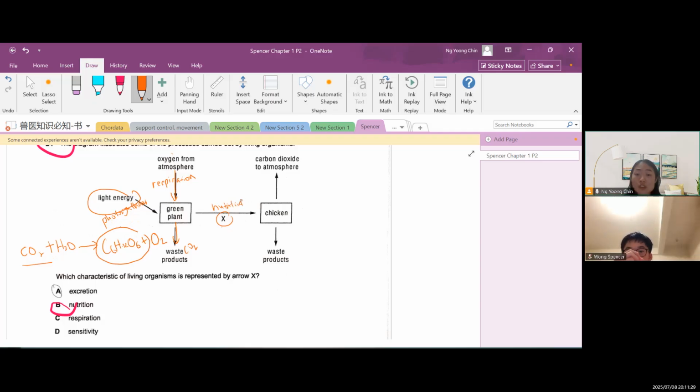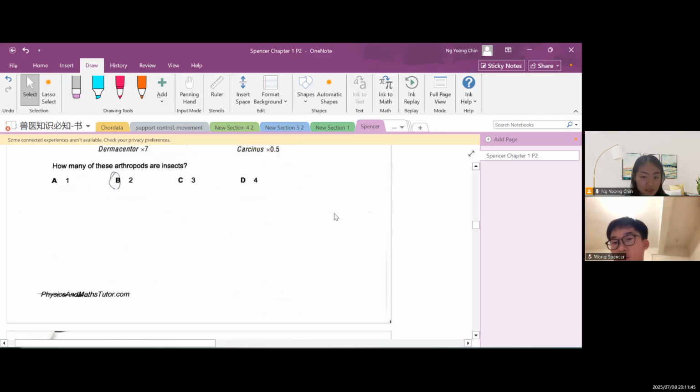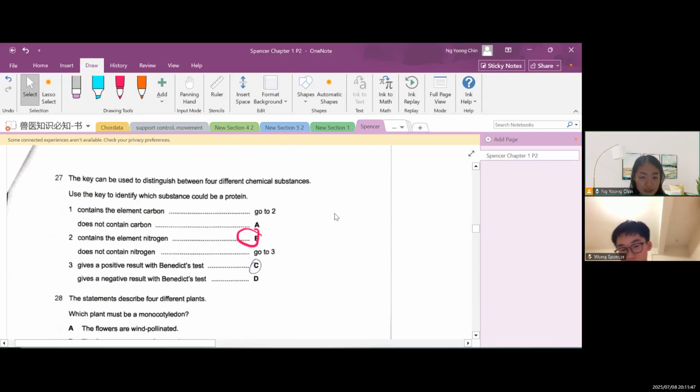So Spencer, just remember that every plant contains glucose. For example, you eat the potato, right? Potato has starch. Starch is a form of glucose. It's a more complex form of glucose. And then other than this, this one.